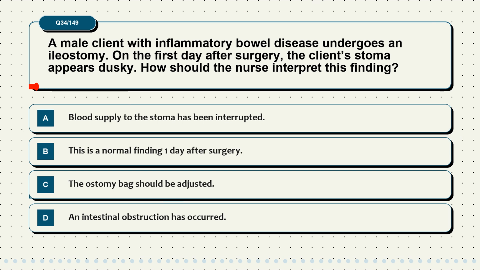Question 34. A male client with inflammatory bowel disease undergoes an ileostomy. On the first day after surgery, the client's stoma appears dusky. How should the nurse interpret this finding? Here are the options. Option A. Blood supply to the stoma has been interrupted. Option B. This is a normal finding 1 day after surgery. Option C. The ostomy bag should be adjusted. Option D. An intestinal obstruction has occurred.